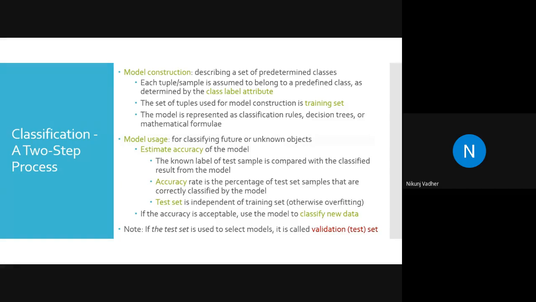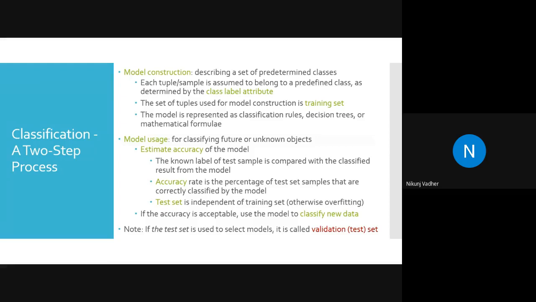Next is model usage. In the next phase, whatever model we have created, we give it some unseen samples. Then we check whether it is labeling that data properly or not, and how much accuracy or how much error there is. So in model usage, we estimate the accuracy of the model.